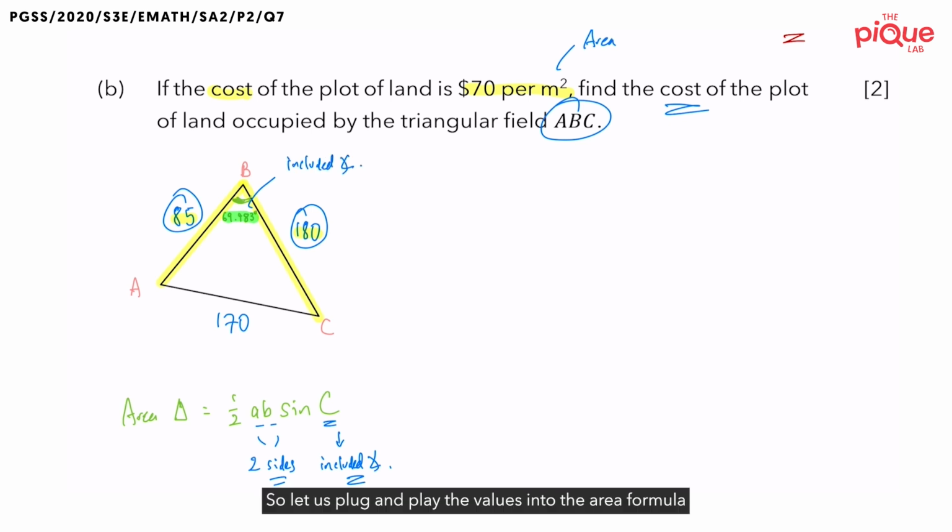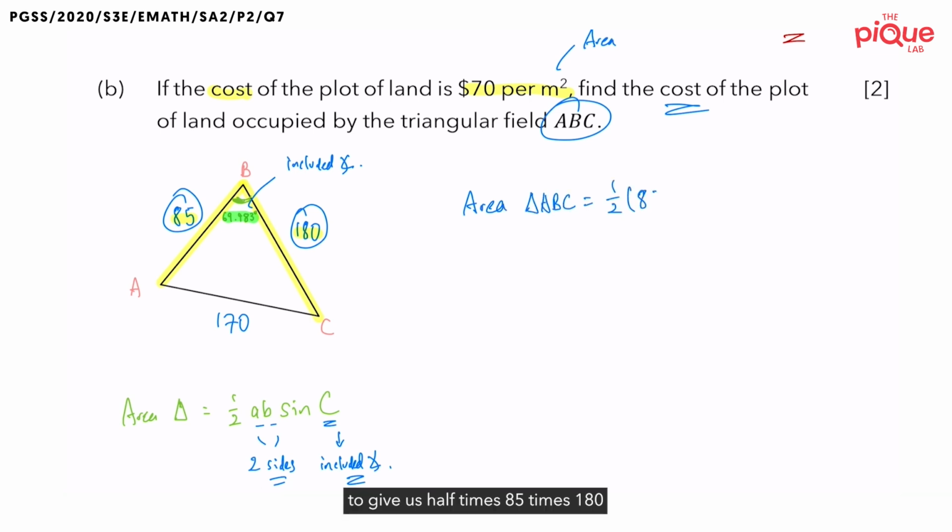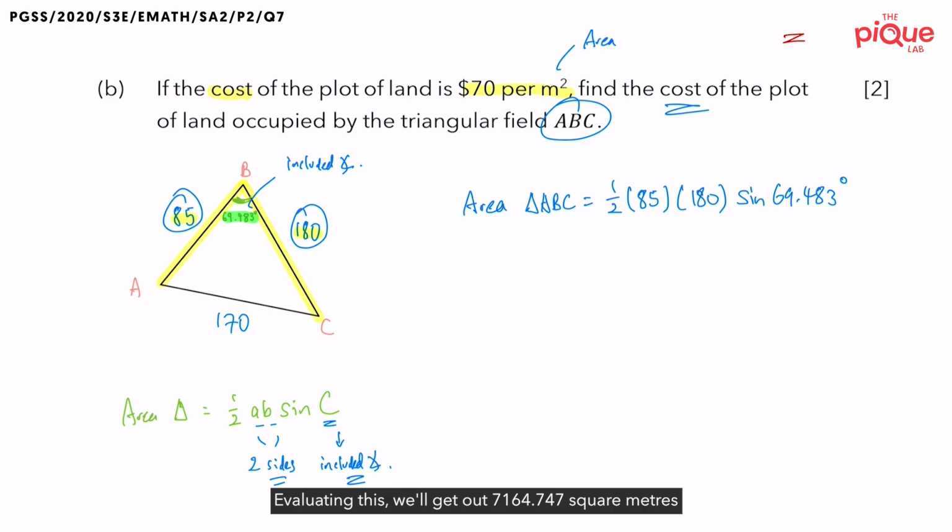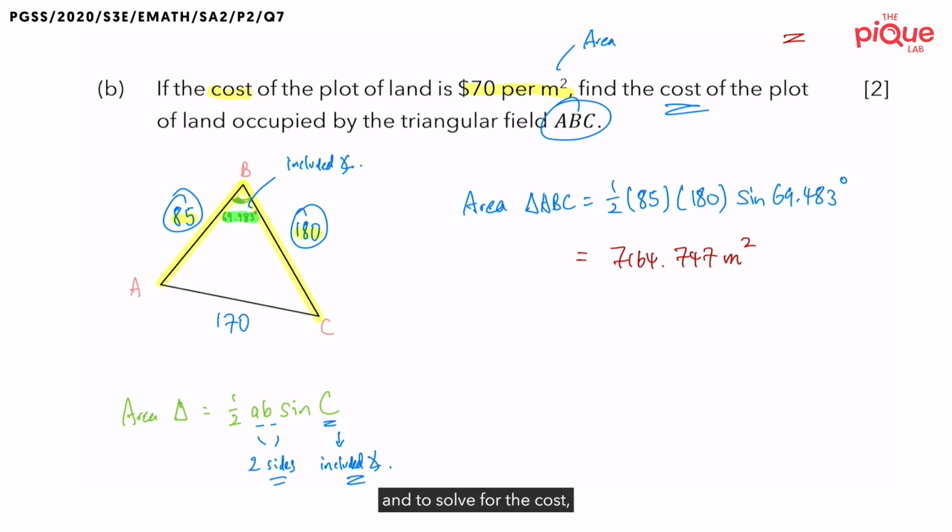So let us plug and play the values into the area formula to give us half times 85 times 180 sine 69.483 degrees. Evaluating this, we will get out 7164.747 square meters. And to solve for the cost, we will multiply the rate given to us, which is $70, with the area found.